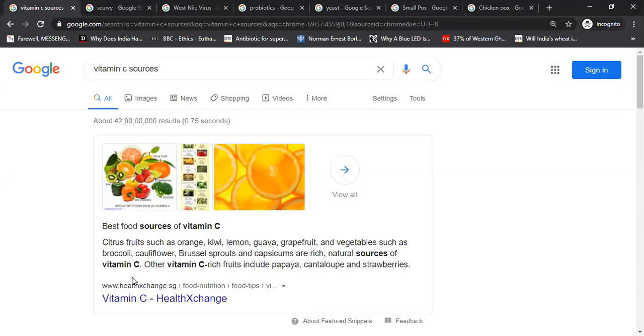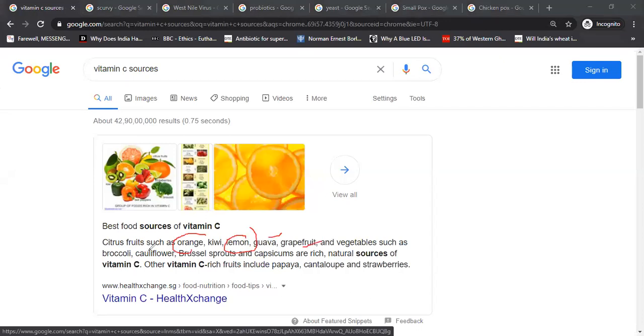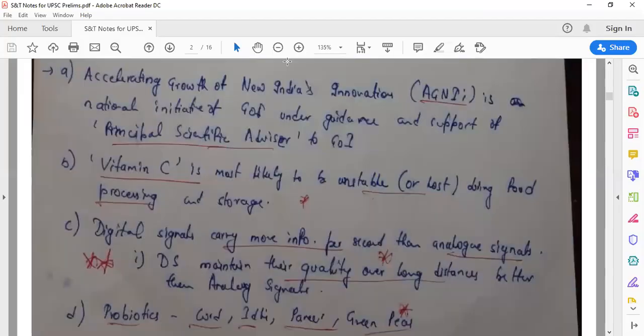As you can see here, lemon and oranges are very famous, but you can also get vitamin C in guava, grapefruit, broccoli, and cauliflower. But during food processing and storage, vitamin C is most likely to be unstable or lost. Now let's talk about vitamins in detail.